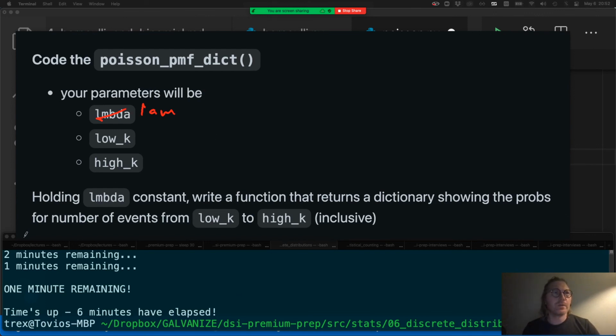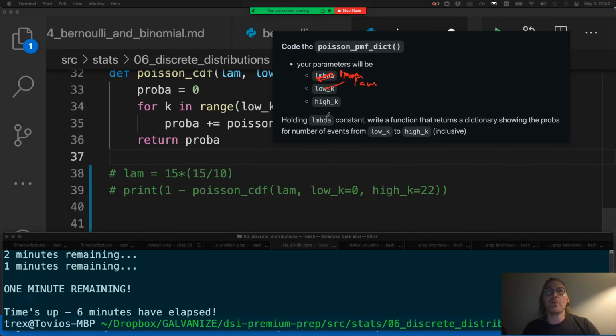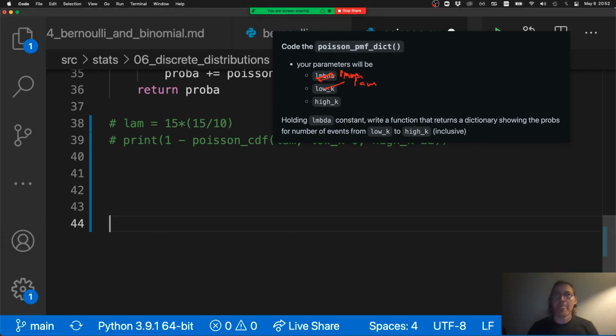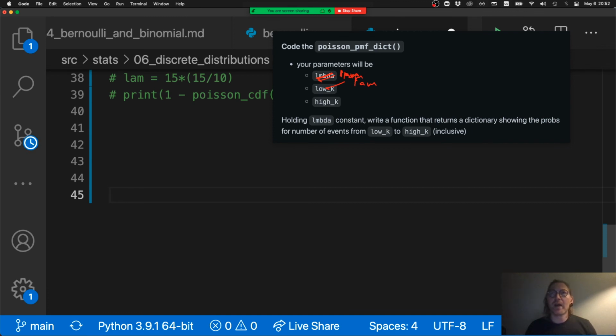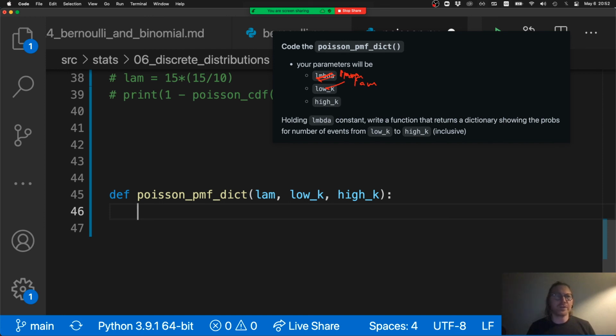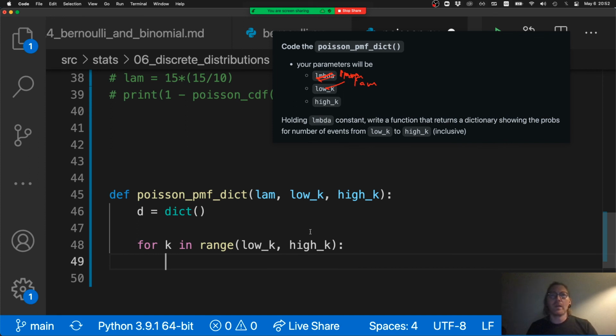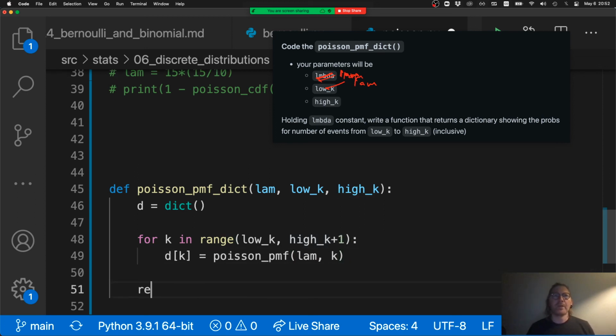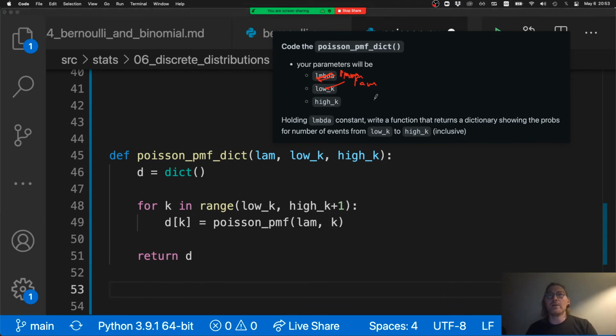Okay, so this is going to be, like I said, very similar to the binomial PMF dictionary. So we've got def Poisson PMF dictionary, and we've got a few parameters in here: lambda, low k, high k. I'm just going to set up a dictionary. D gets the constructor, and for k in range, we'll go from low k to high k. And D sub k is just going to get the Poisson PMF of lambda and k. Oh, this should be high k plus one. Then we can return the dictionary. All right, so I think that'll work.